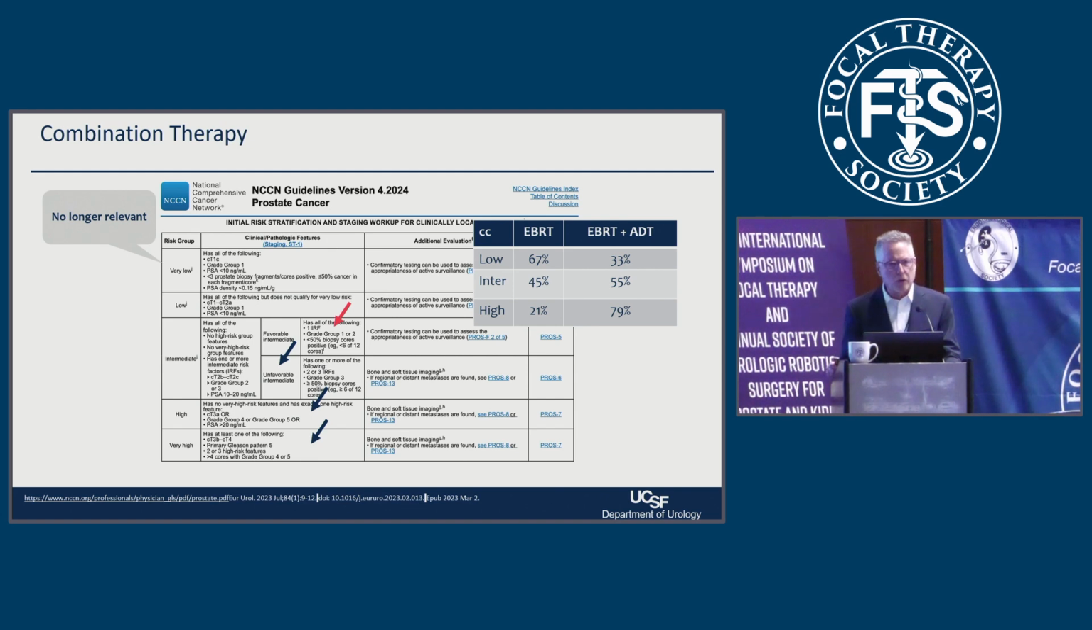But hormonal therapy is very morbid, and certainly 2 years of hormonal therapy is very morbid, and the impact is underestimated on patients.